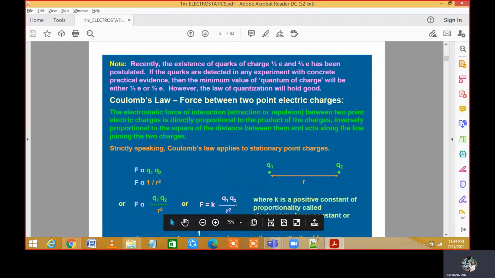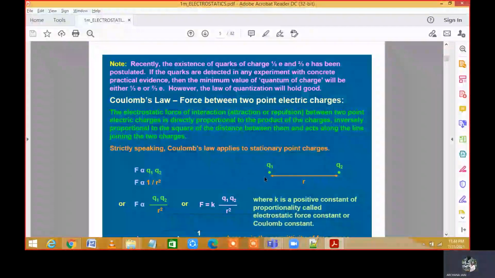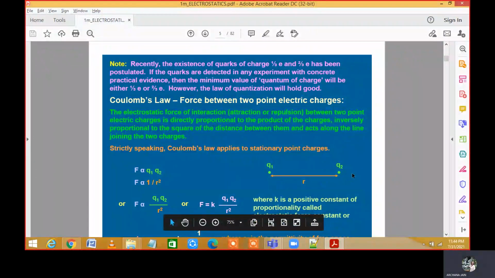Now come to Coulomb's law. Coulomb's law is for the force between two point charges. Let us consider two charges, one is Q1 and the second one is Q2. They are separated from each other by a distance r.